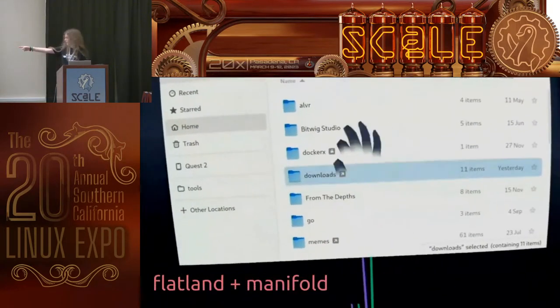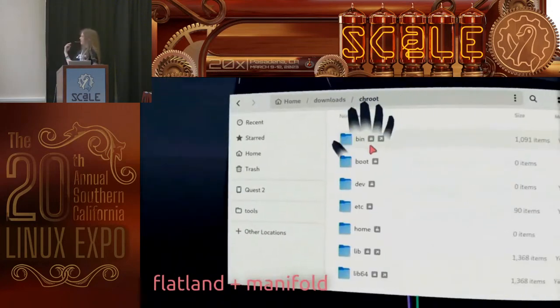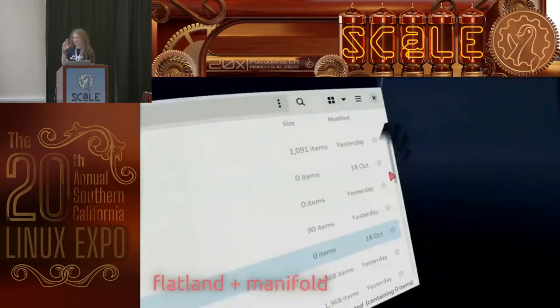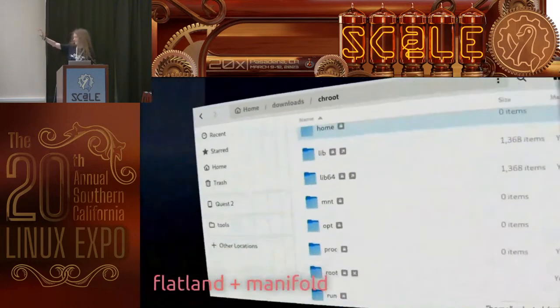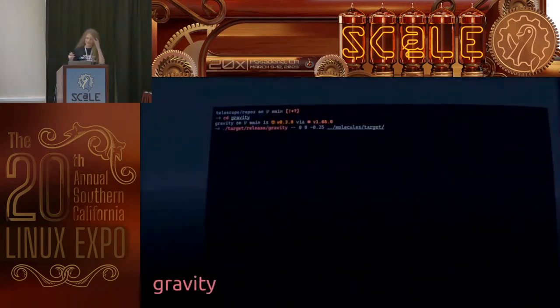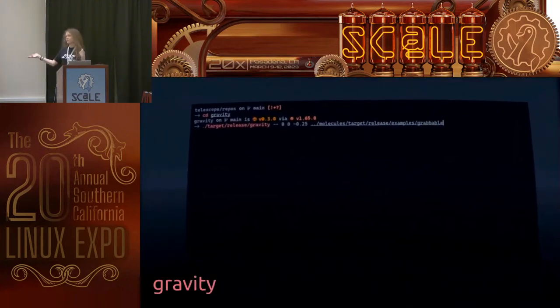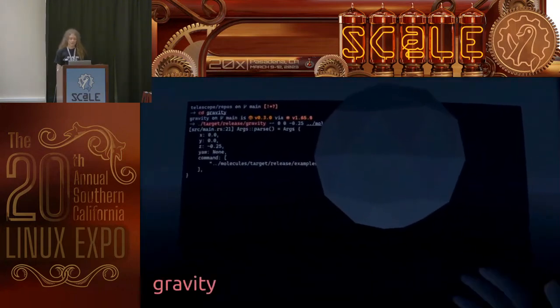And this is an early version of Flatland, where as you can see, you can control it. It was a rough mode of control, right? You can literally just tap like that, but the point is, it works with a lot of your favorite apps right now. And this is Gravity.